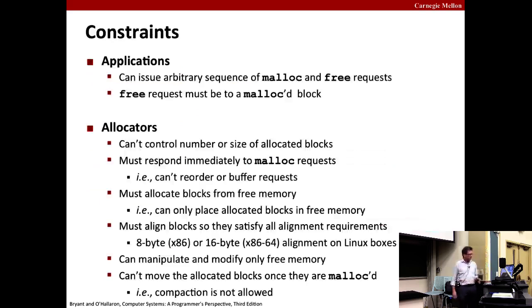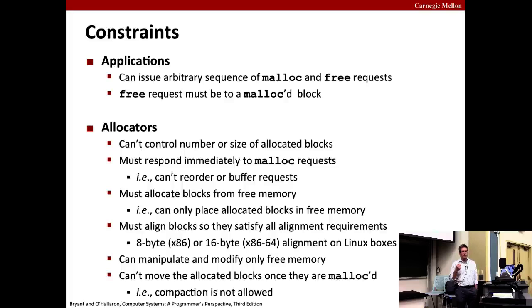Now, allocators work under a lot of different constraints. It's hard to write an allocator because of all these constraints. Applications can choose any combination of allocated and free blocks, so you can't predict what an application is going to request. And when the application frees a block, it is required to pass a pointer that was returned from a previous invocation of malloc. So the application really has only that one constraint.